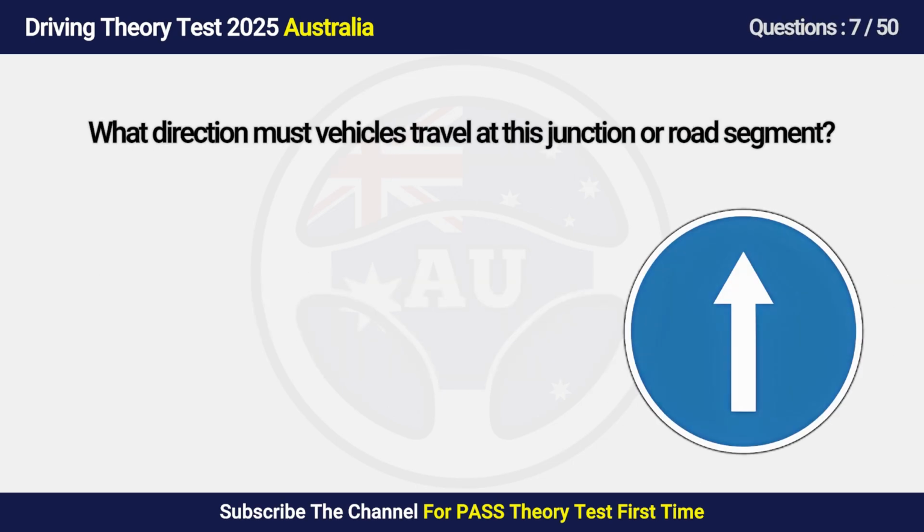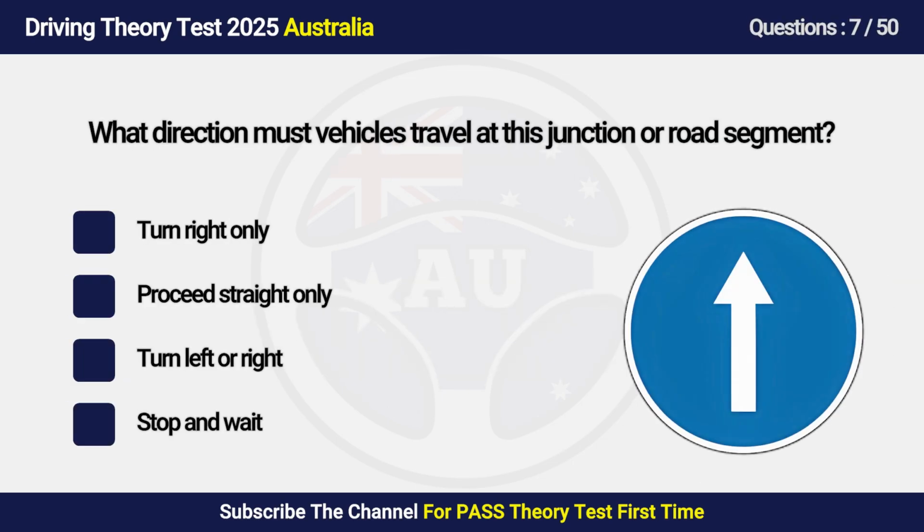Question 7. What direction must vehicles travel at this junction or road segment? A. Turn right only. B. Proceed straight only. C. Turn left or right. D. Stop and wait.